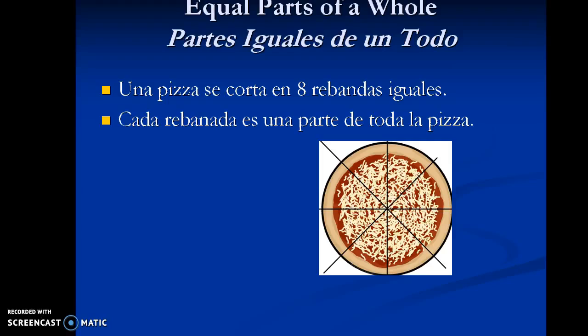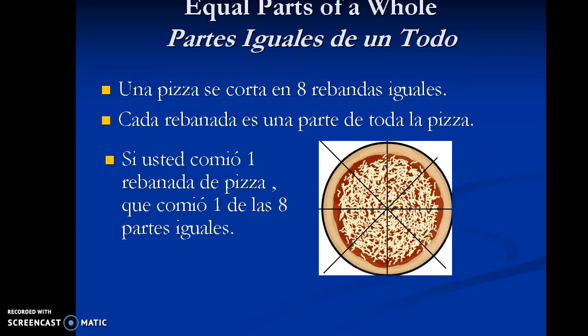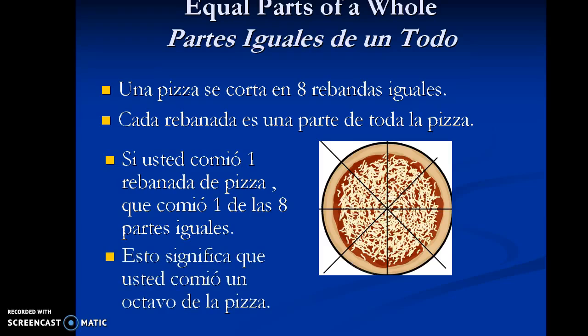A pizza is cut into 8 equal slices. Each of these slices is a part of the total pizza. So, if you were to eat one slice of pizza, you would be eating one of the 8 total parts. This means that you would have been eating 1/8 of the pizza, un octavo de la pizza.